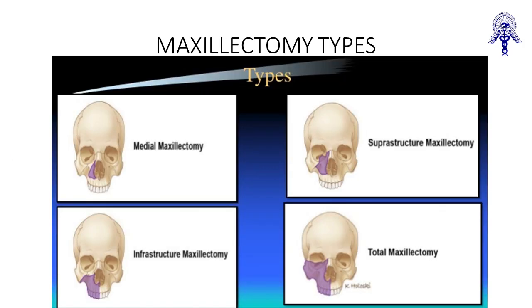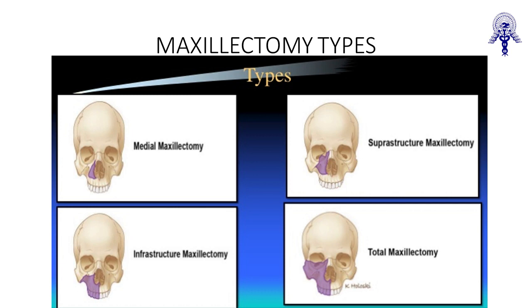And these are the maxillectomy types. Medial maxillectomy will suffice for what kind of tumors? Like inverted papilloma. Most popular approach, medial maxillectomy for inverted papilloma. Nowadays, it is done endoscopically also. Suprastructure maxillectomy, infrastructure maxillectomy, where only the alveolus portion is involved, and total maxillectomy.